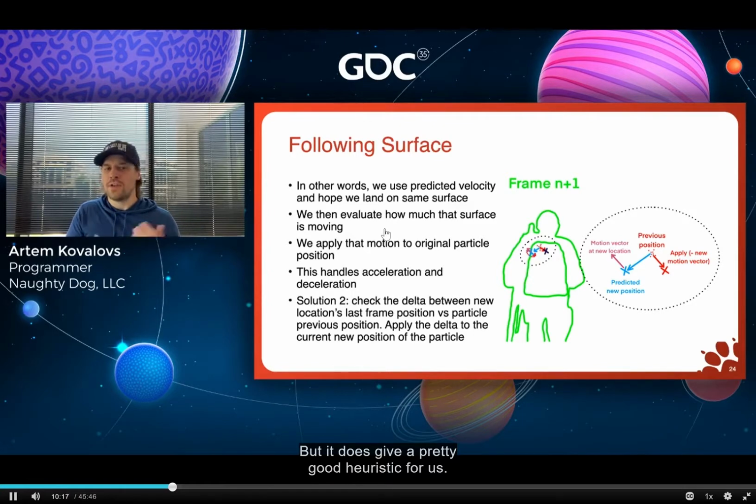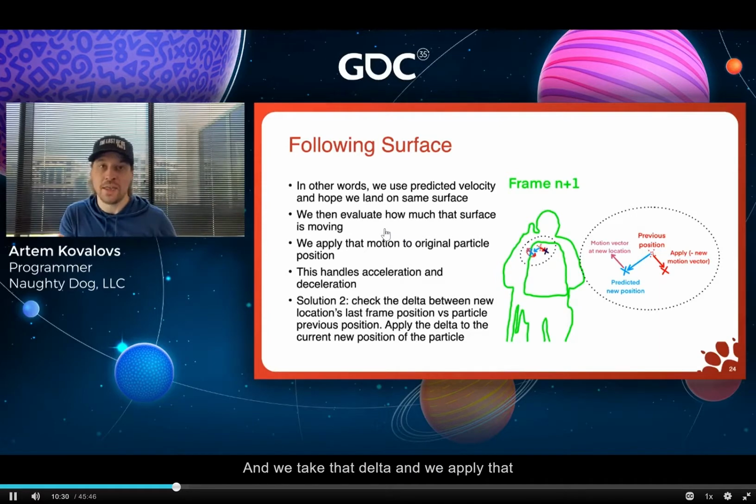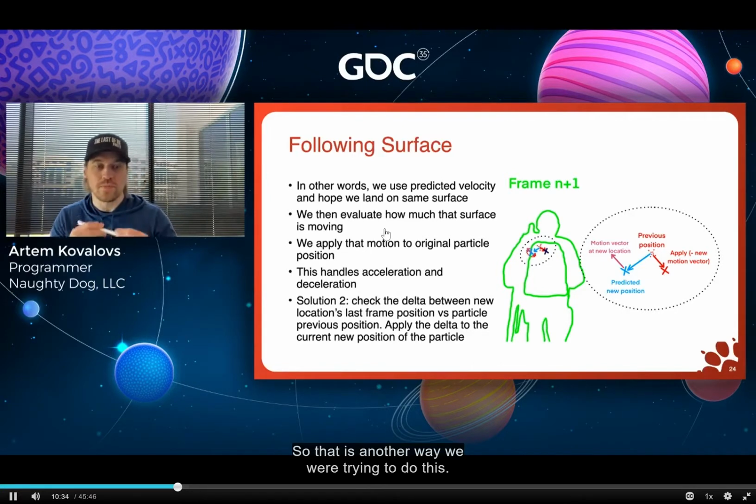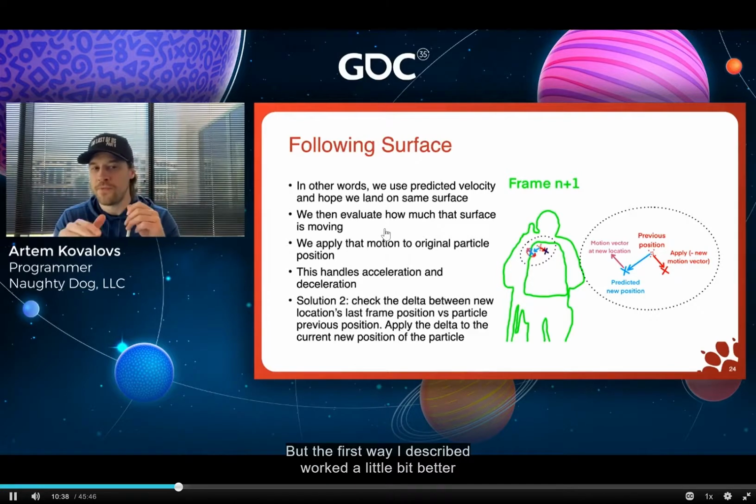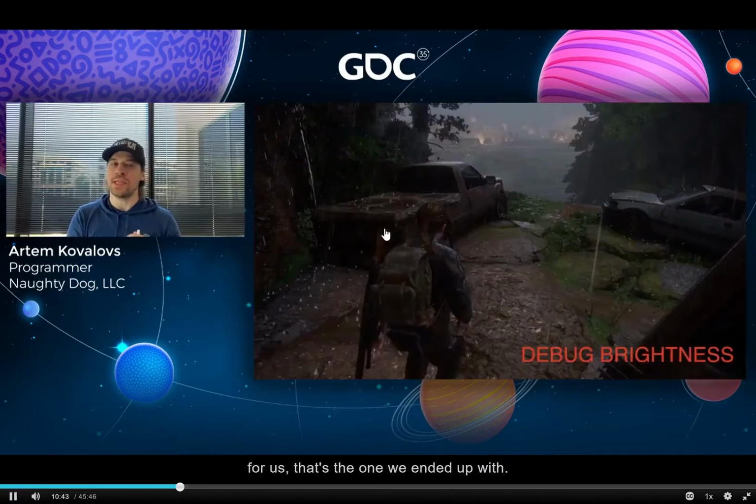There is also another solution where we can check the delta between the new location we land on and its last frame position. With the last frame position of our particle, we take that delta and apply it to the new location we landed on. That is another way we were trying to do this, but the first way I described worked a little bit better for us. That's the one we ended up with.